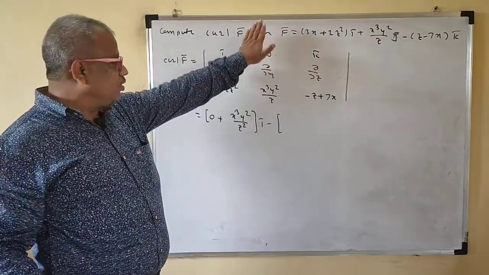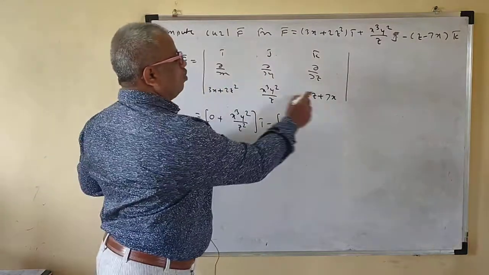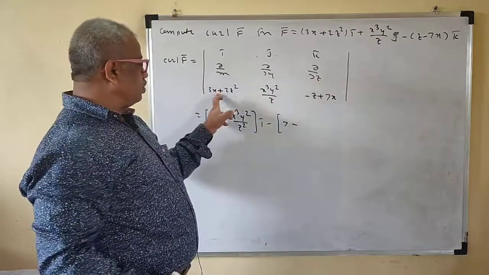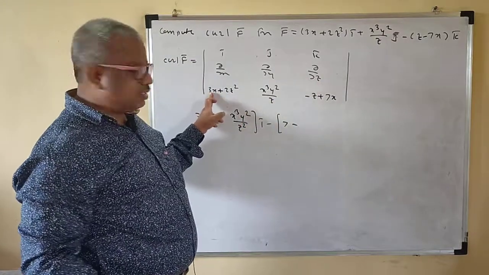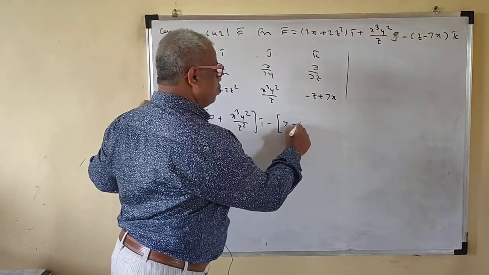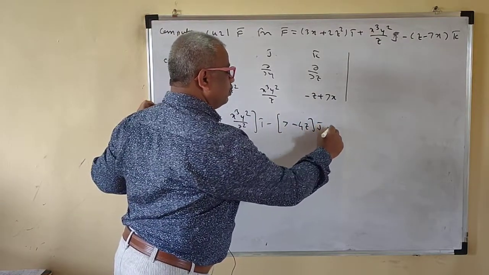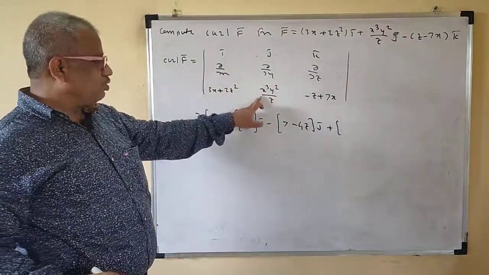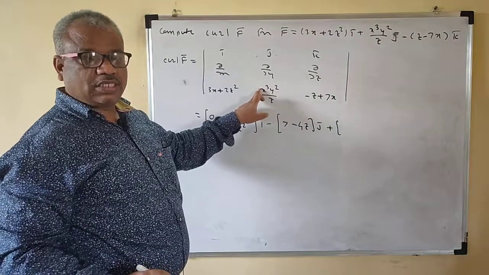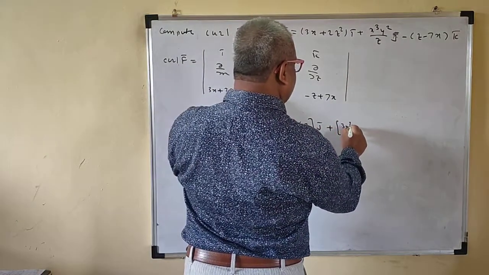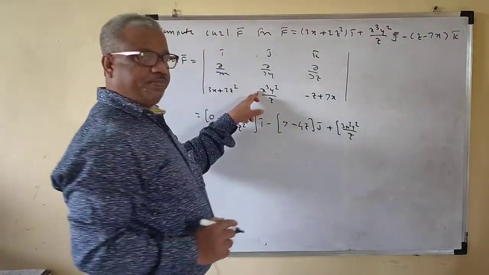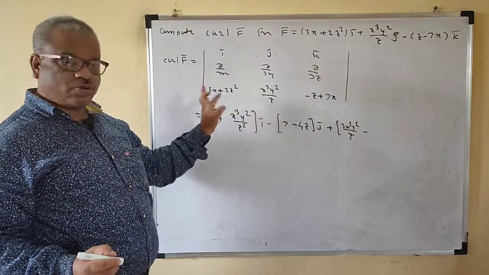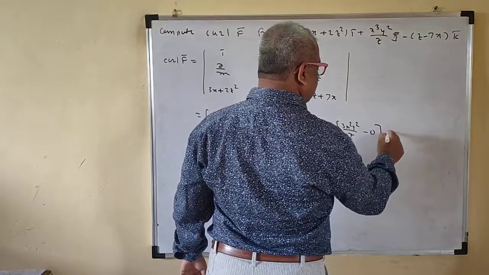For j bar you have to drop this one. ∂/∂x of this one is 7. Then we write just minus. Then ∂/∂z of this one: the derivative of 3x is 0, and this is 4z. So this is 4z j bar, plus. You have to find the third component. Drop the third row. ∂/∂x of this: the derivative of x cube is 3x square. So this is 3x square y square upon z, minus the derivative of this with respect to y, which is 0. Just write 0 here. This is k bar.